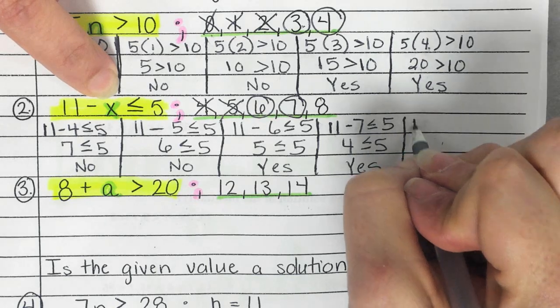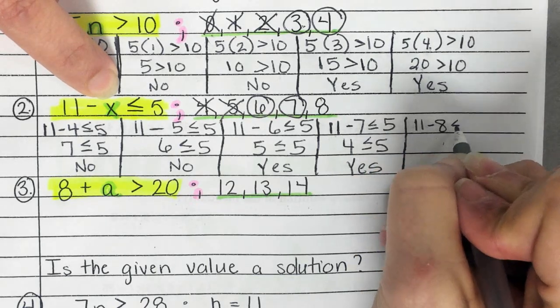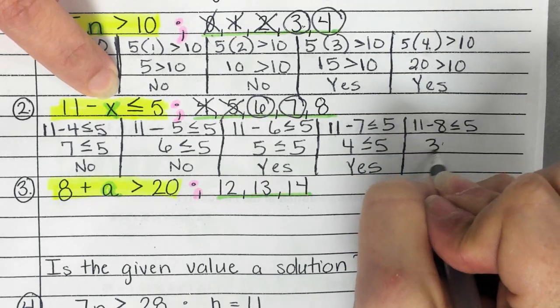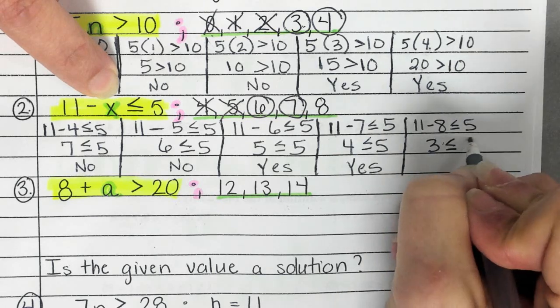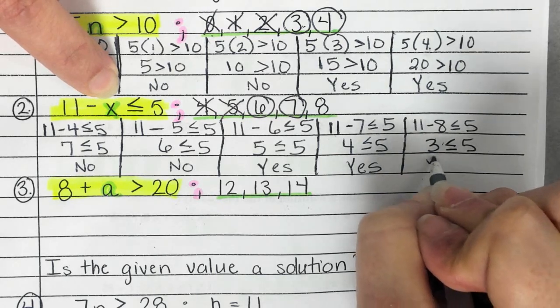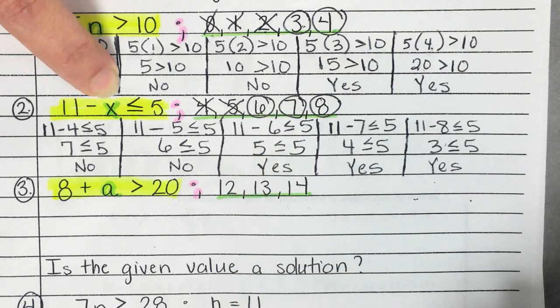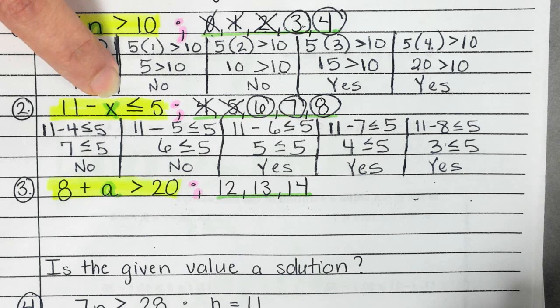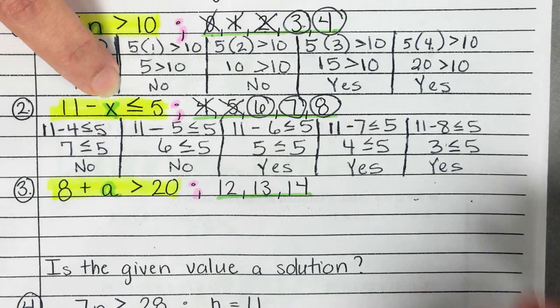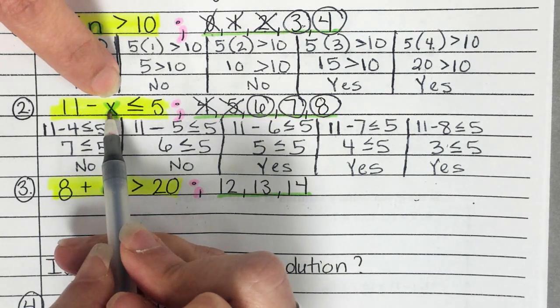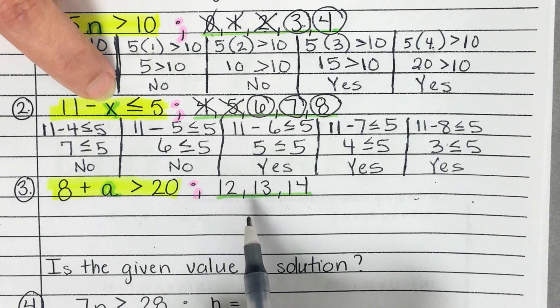And then 11 minus 8 is 3. Is 3 less than or equal to 5? Yes. And then circle. Why did you take off the x? I mean the times. It's not times. That's an x. Oh. That's your variable. It's your variable.